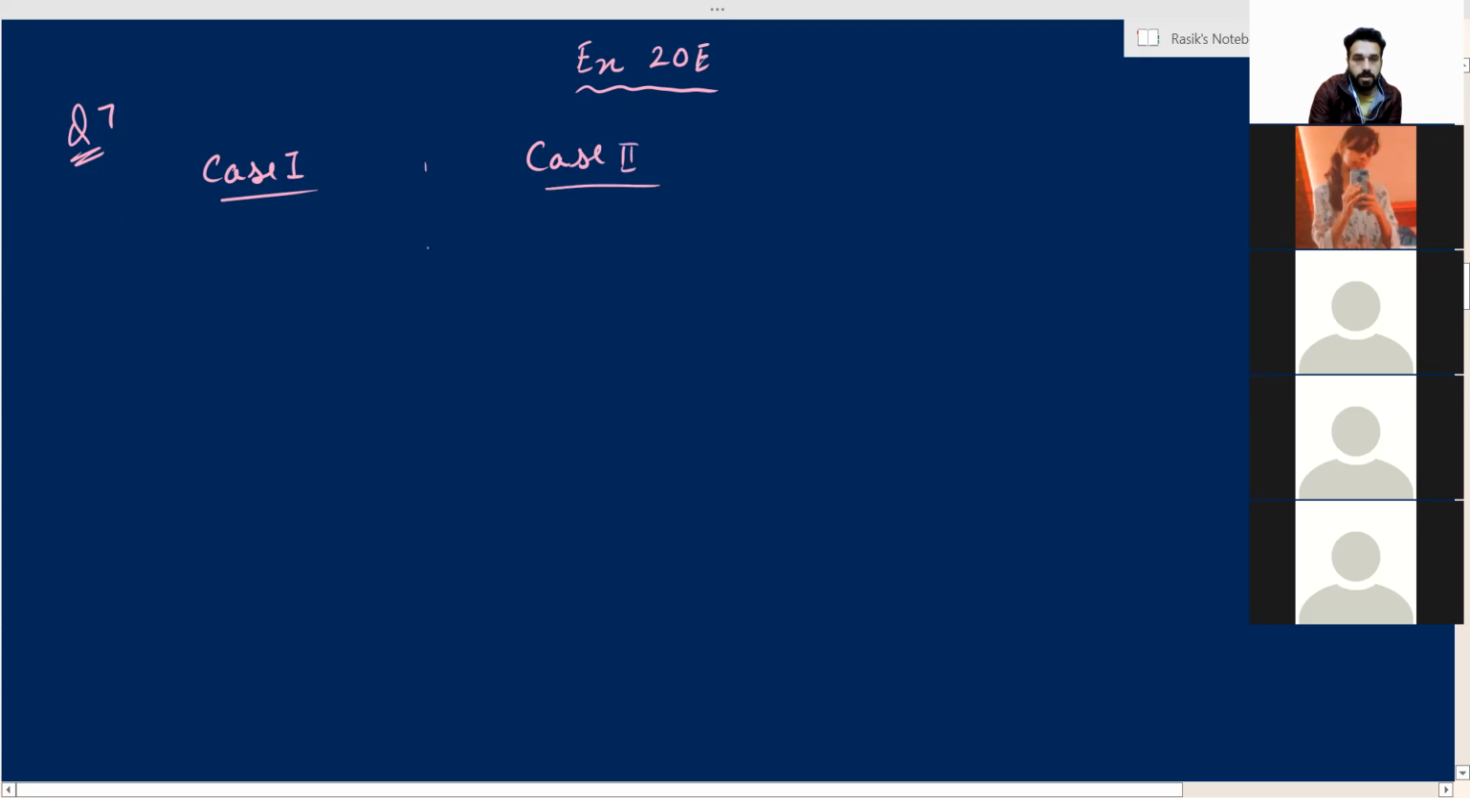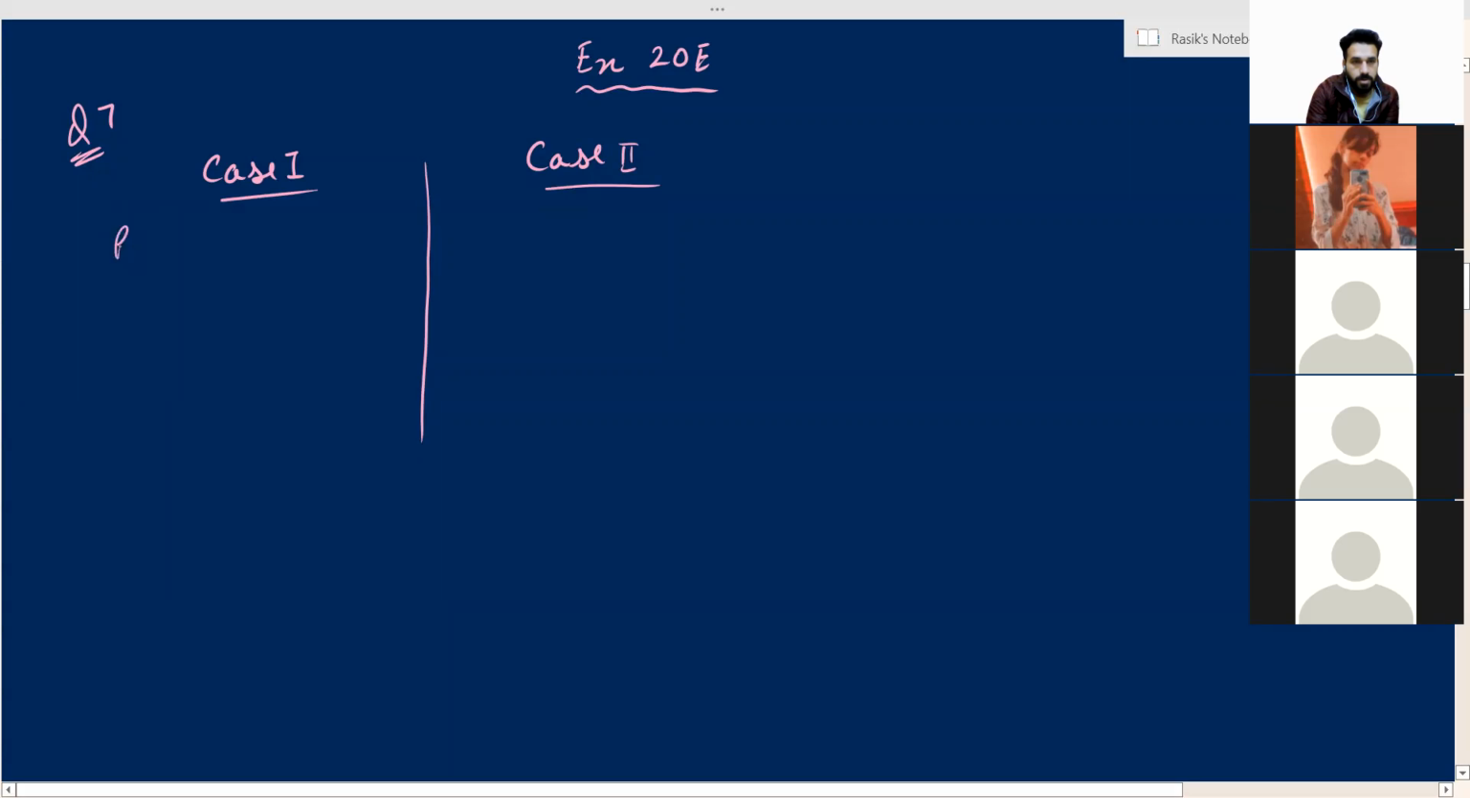So the ratio of the radii of the two circles is 5 is to 3. Radii is the plural form of radius. Radius is the singular form, radii is the plural form. Because there are two radii, two circles. So the ratio of radii of two circles is 5 is to 3.